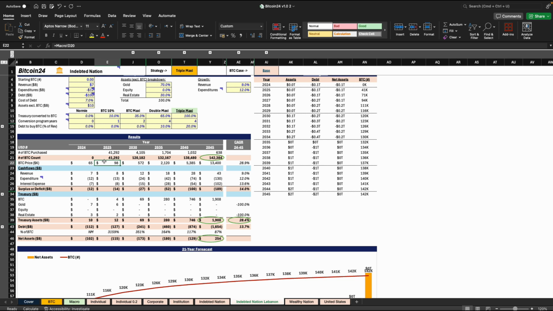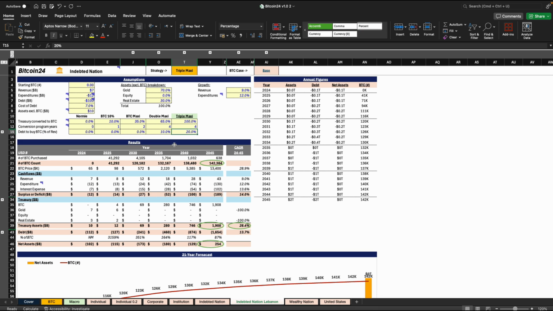In 2025, if they start buying, it will be based on this formula and 100% allocation and how much debt they're getting into to buy Bitcoin, which is 20% of its revenue, which is, again, only $7 billion. So out of the $7 billion, we're getting 20% debt to buy Bitcoin. And so we have 41,000 Bitcoin bought by the Lebanese government. By the year 2025, we would still be in debt. We would be more in debt. Instead of being at $102 billion, we would be at $115 billion.